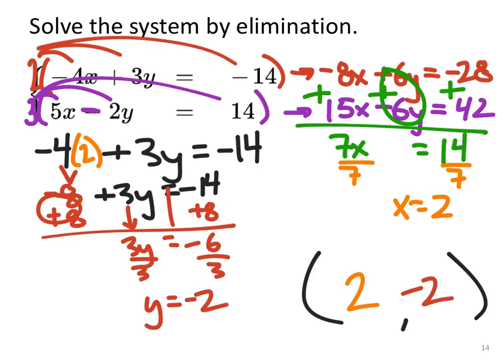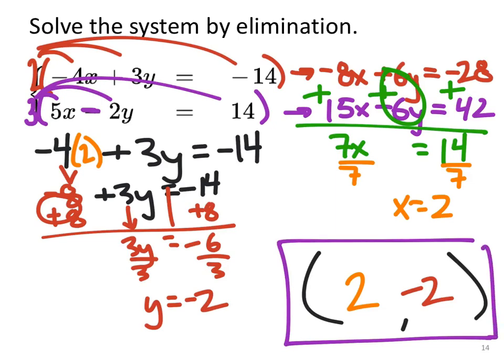But again, I go to my calculator. I'm going to test both equations. Negative 4 times x, but x is 2. So negative 4 times 2 plus 3 times y, but y is negative 2. And when I put this into my calculator, I get negative 14. I don't know if there's enough light for you guys to see that, but it is right there. The second equation, 5x, so 5 times x, which is 2, minus 2 times y, which is negative 2. And when I push equals, I get that positive 14. So that confirms that (2, negative 2) is the solution for this system.